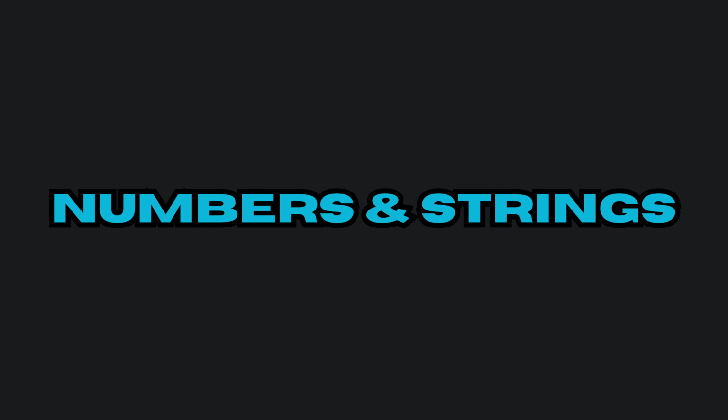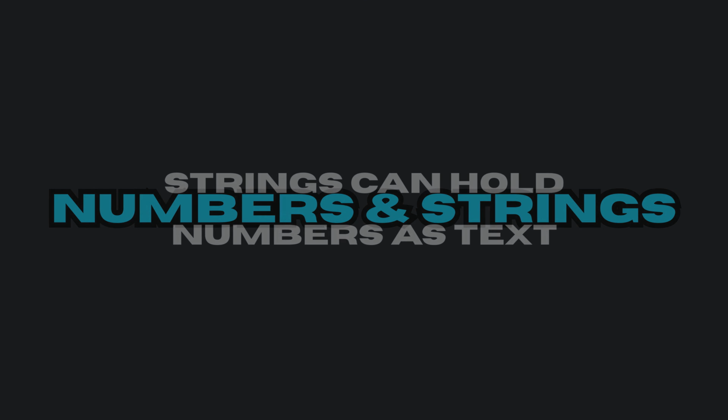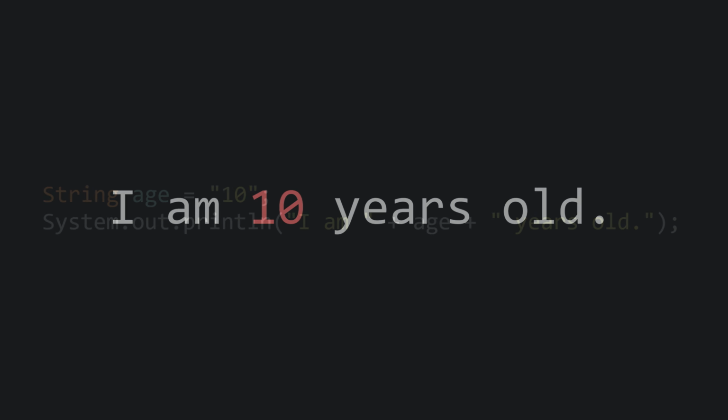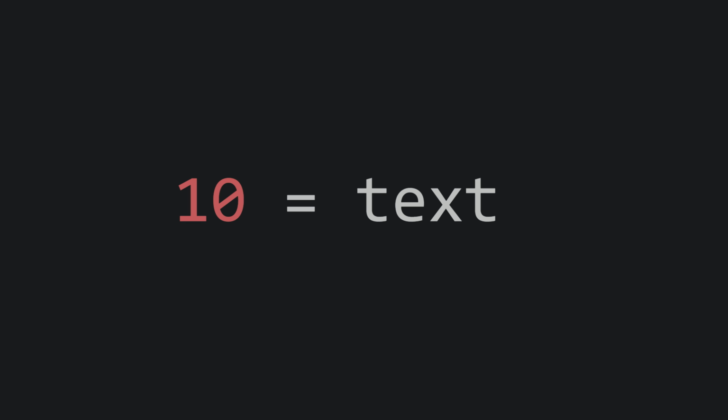Two, numbers and strings. Here's a funny thing. Strings can hold numbers as text. Example: String age = "10". System.out.println("I am " + age + " year old"). And the output will be I am 10 year old. But wait, 10 here is text, not math.